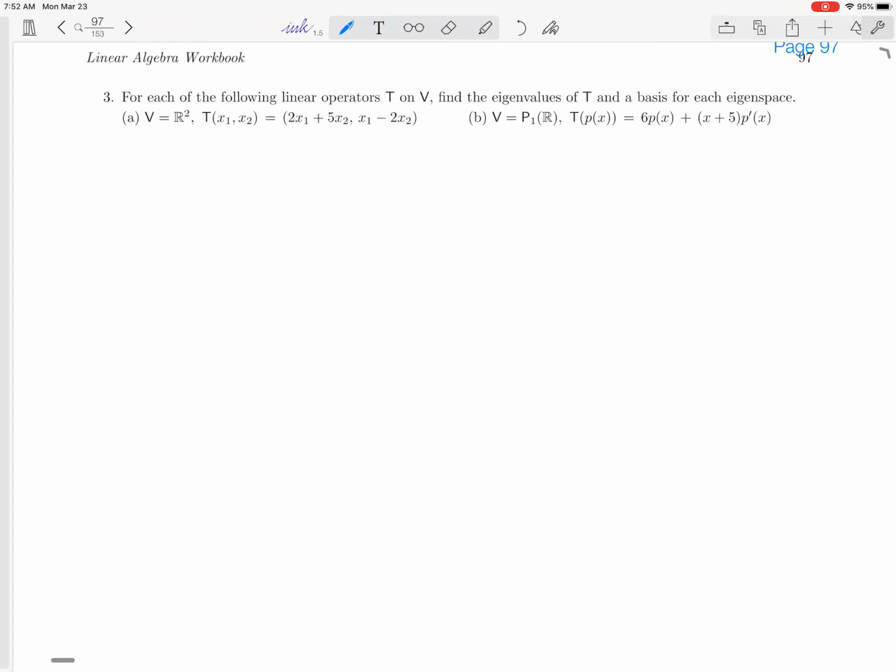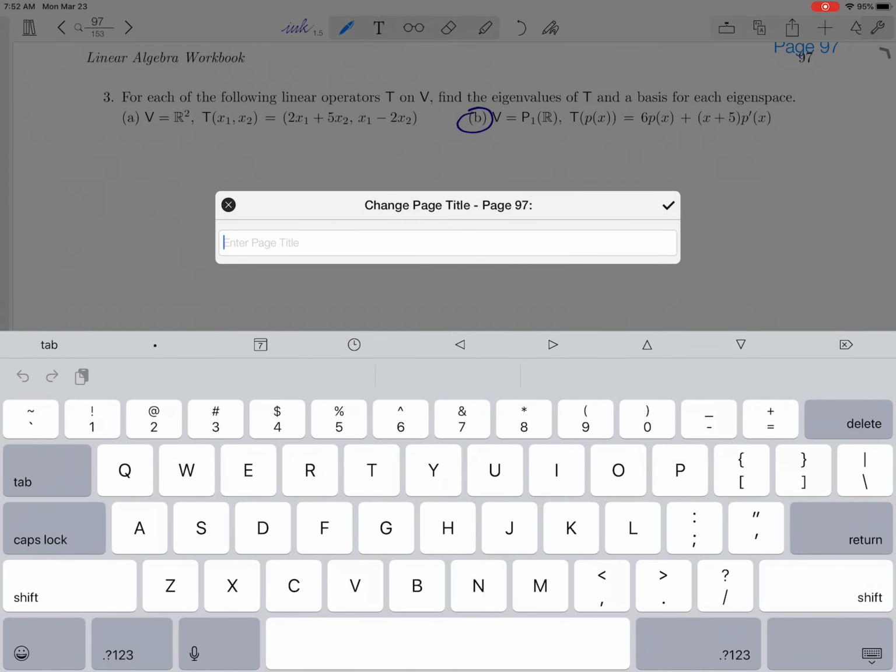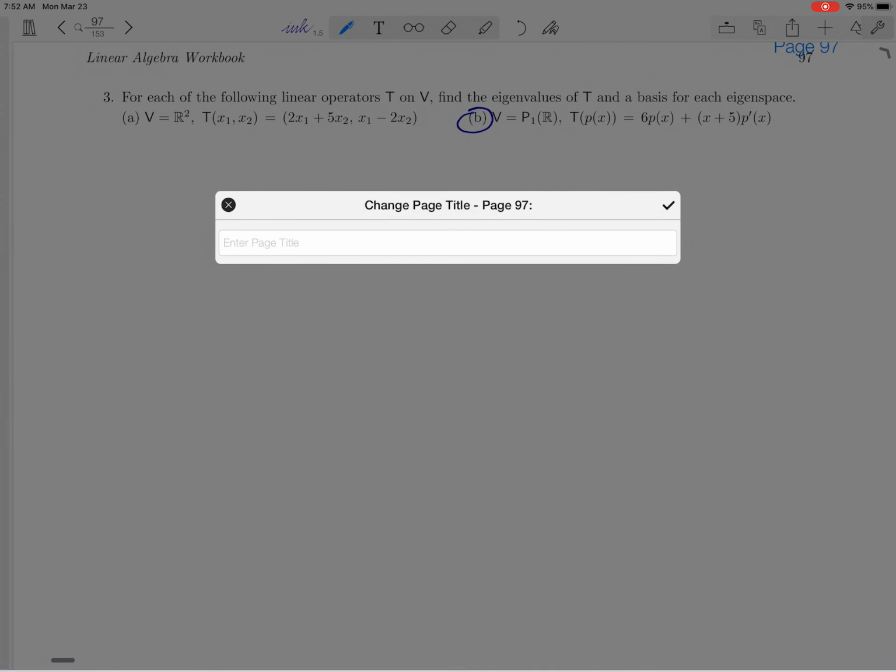Okay, we're going to be working through part B of exercise 3 on page 97 of the workbook here.